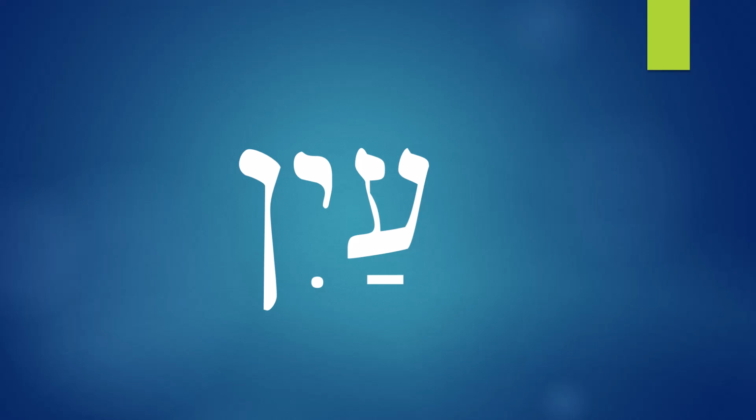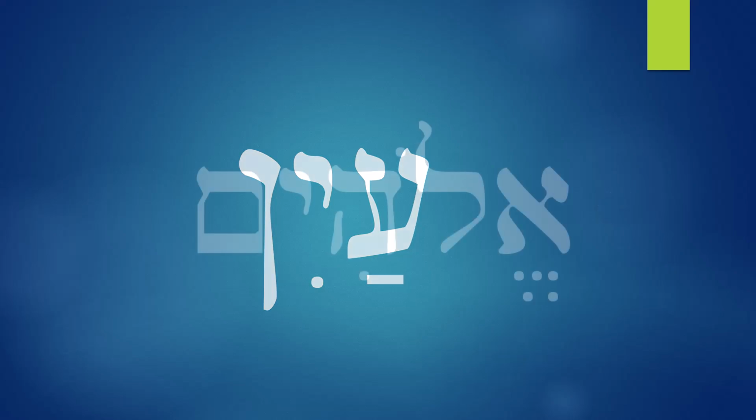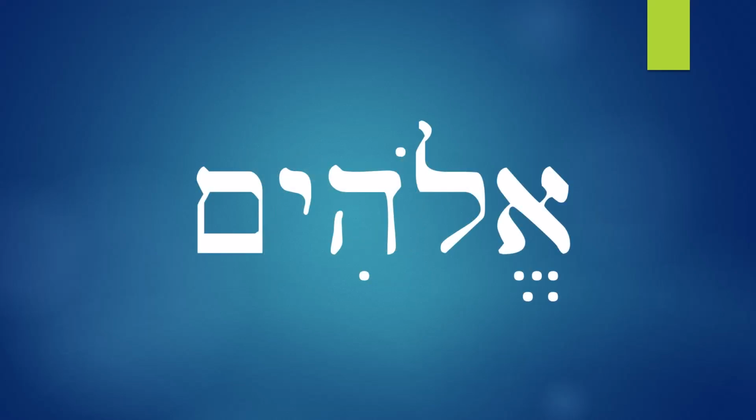Patach is an A class vowel, meaning it makes an A sound. So, how do you read this? You have Ayin, Ayin, Ayin. Let's move on. Let's look at this word and how to pronounce it.